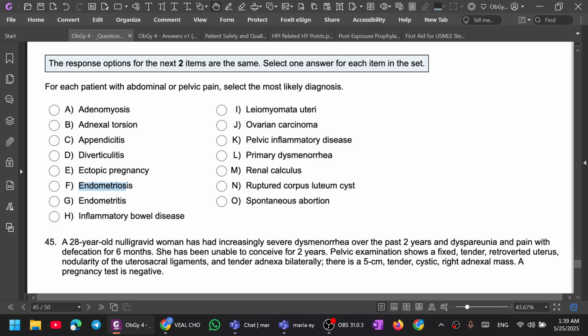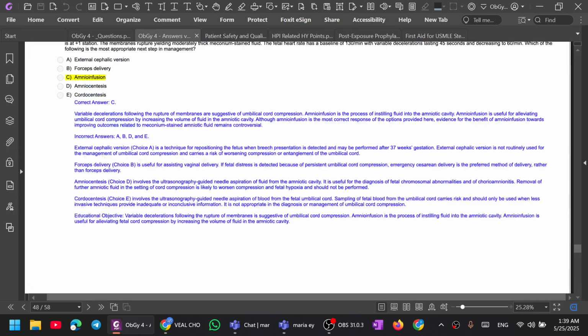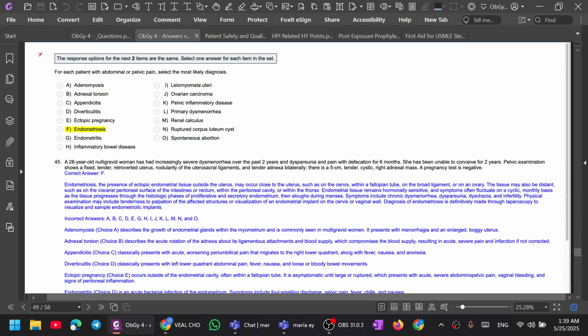Is it endometriosis? I think so. That's what I think. The answer is endometriosis.